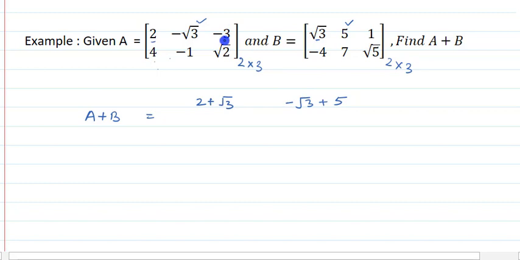Now the 1, 3 element of matrix A is minus 3, and the 1, 3 element of matrix B is 1. So therefore, the 1, 3 element of matrix A plus B is minus 3 plus 1. And similarly, we can add other elements. It is 4 minus 4. Here it is minus 1 plus 7, and element 2, 3 is root 2 plus root 5.